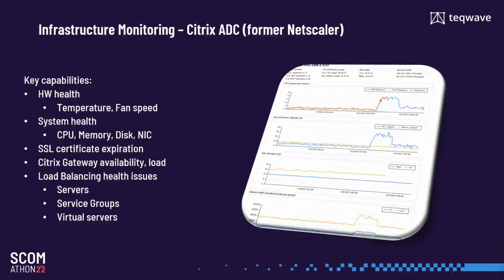The key capabilities are hardware and system health monitoring. Temperature and fan speeds are monitored on the physical appliances. Then CPU, memory, hard drives, and network interfaces. Since the appliance is also used to provide secure connections, it is important that the certificates are not expired, and the management pack will also monitor this aspect.